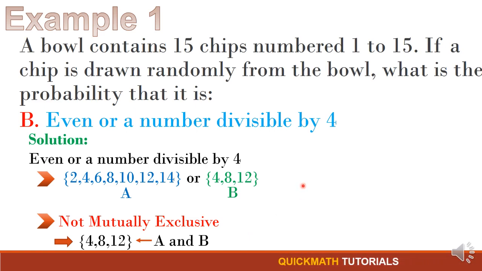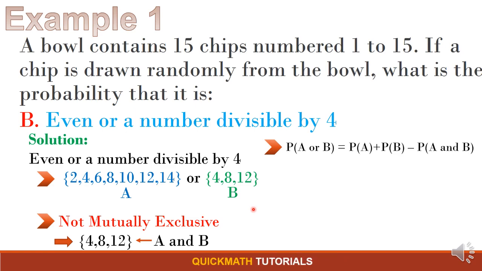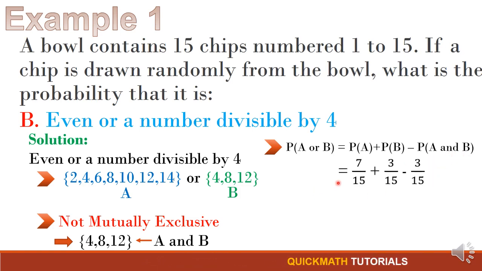Thus, we can use the formula for not mutually exclusive, which is the probability of A or B equals probability of A plus probability of B minus probability of A and B. The probability of A is 7 over 15. 7 because there are 7 elements in the event A. We have 1, 2, 3, 4, 5, 6, 7. Over 15 because, again, we have 15 chips in the bowl.